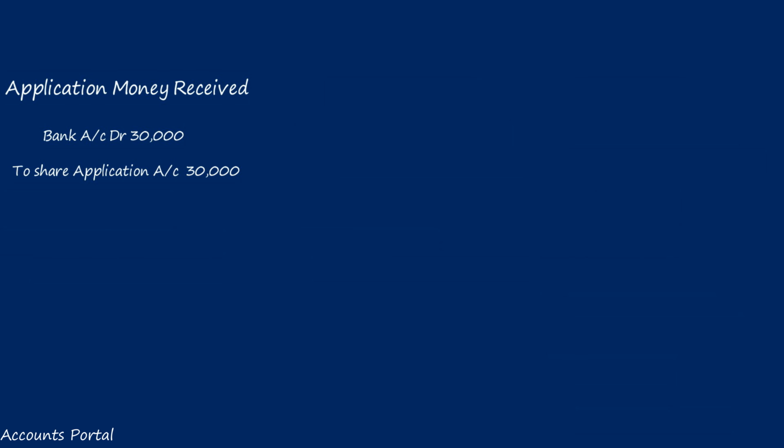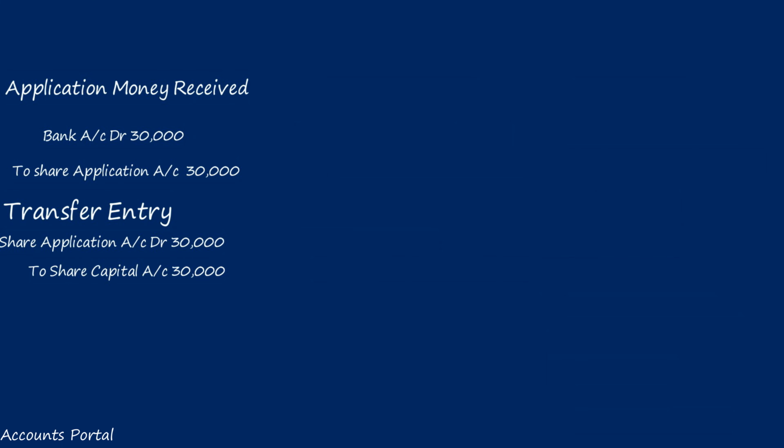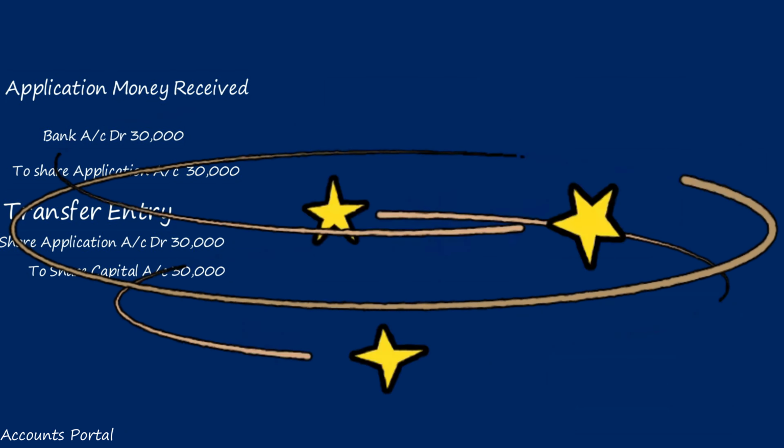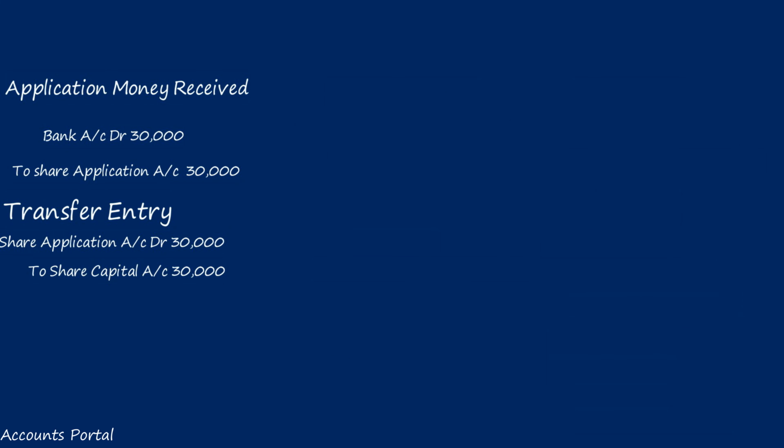Only on allotment will share application money be transferred to share capital. So what will be the journal entry? Share application account debit to share capital account 30,000. Once you pass this entry, applicants will become shareholders. Allotment happens in the share application stage.